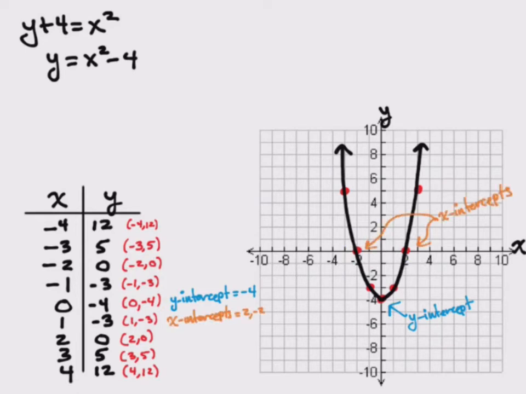Note that once again, it appears that this graph is symmetric about the y-axis, and it has the exact same shape as the graph we had before, y equals x squared, but this parabola, this U, appears to be exactly 4 units lower than the other one. And I'd like to use that graphing calculator app again to show you that that's exactly what happened.